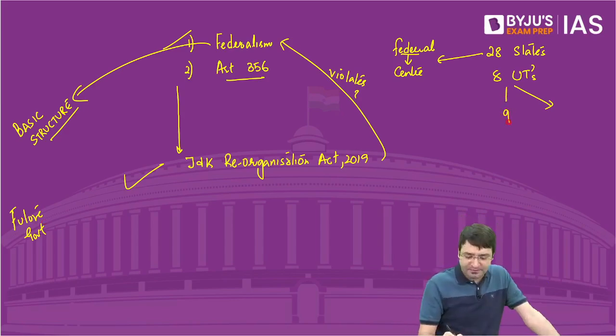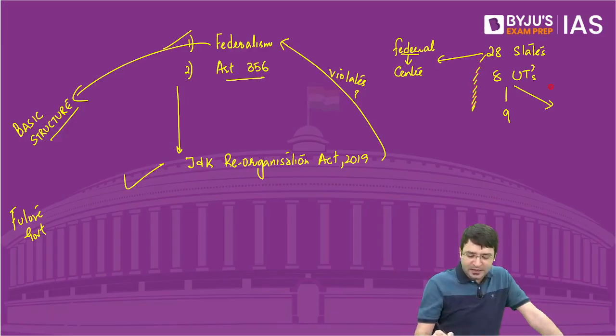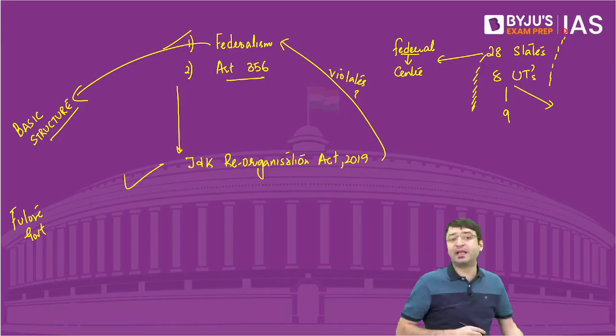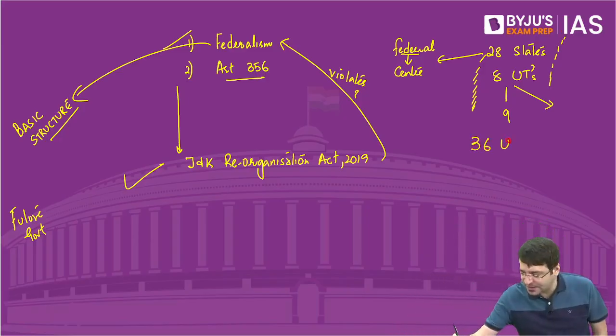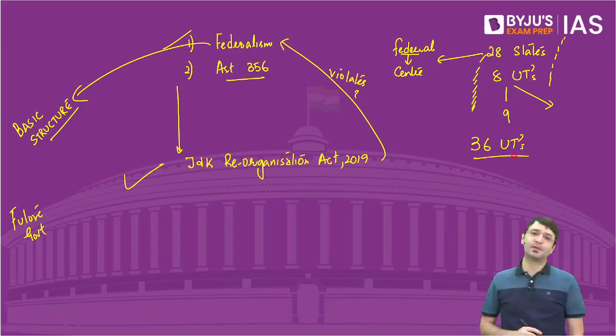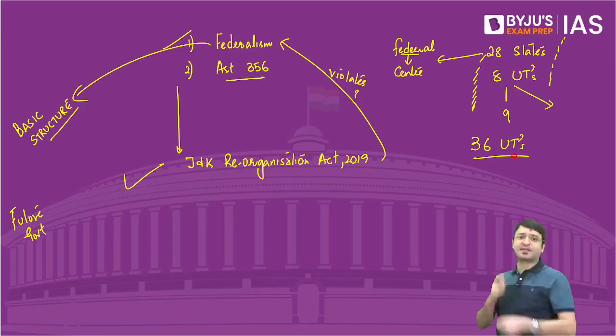That means now we will have 9 union territories. Convert Madhya Pradesh into a union territory, Karnataka into a union territory, Tamil Nadu into a union territory. That means one by one the number of states will go down, one by one the number of union territories will go up. That means we can reach a time where we will have 36 union territories. But these union territories are directly under the control of the center. They are directly under the power of the center.